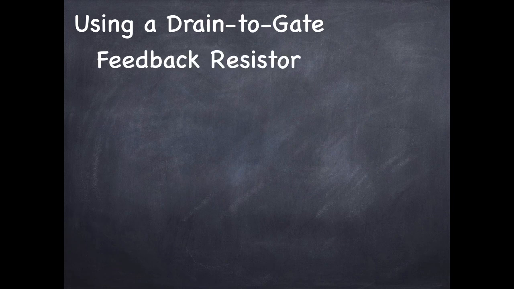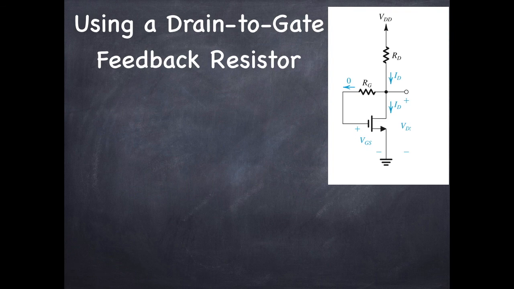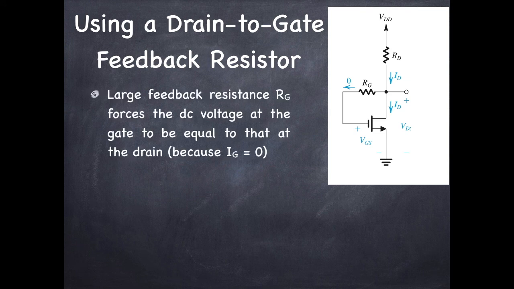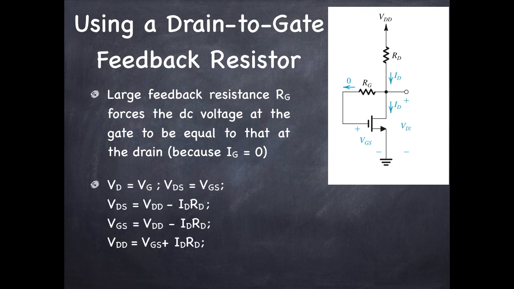Coming to the third type of biasing circuit, drain to gate feedback resistor. This is the circuit here. So basically this RG resistance is added between the drain terminal and the gate terminal, and this resistor again works as a feedback resistor similar to the previous source resistance. This feedback resistance has a large value, and so it forces the DC voltage at the gate to be equal to that of the drain. VGS and VDS are equal because the gate current IG is 0, so there is no voltage drop across the resistance RG, and we get all these equations here.